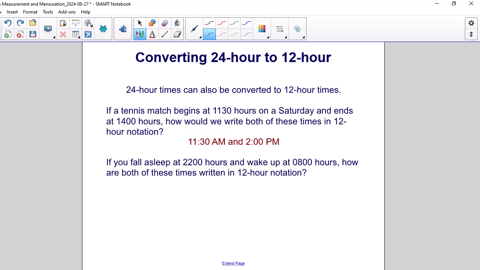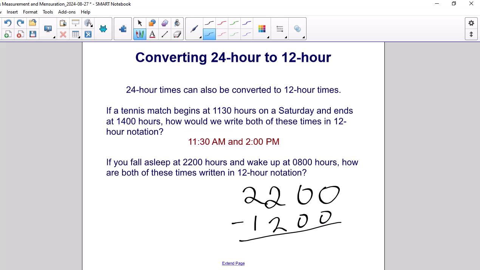Another example. If you fall asleep at 2200 hours and wake up at 0800 hours, how are both of these times written in 12-hour notation? Well, 2200 hours is on a 24-hour clock. On a 12-hour clock, that would be written as PM. So to convert it to PM, I would take 2200 and subtract 1200 to get 10. So this would be 10 o'clock at night. For the 0800, that's before noon, so that would be written as 8 o'clock. So the final answer would look like this.